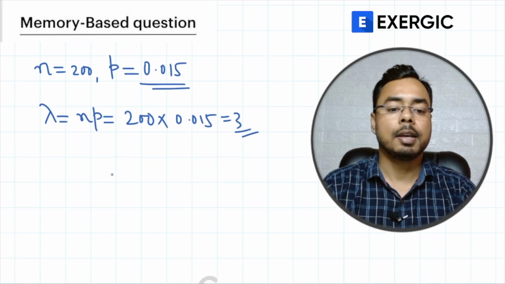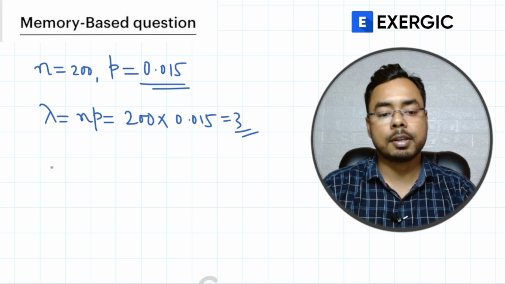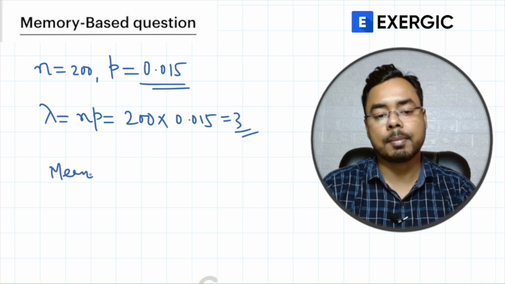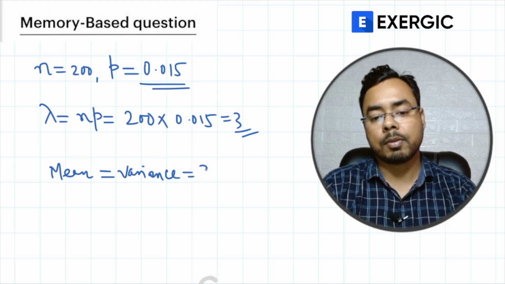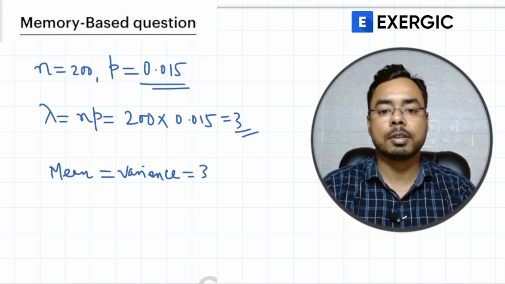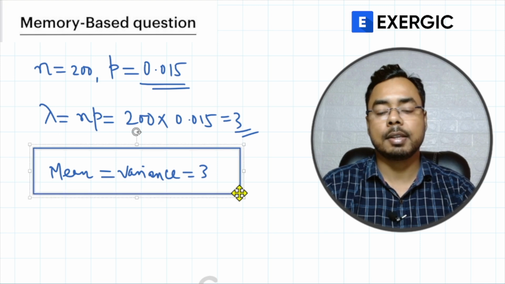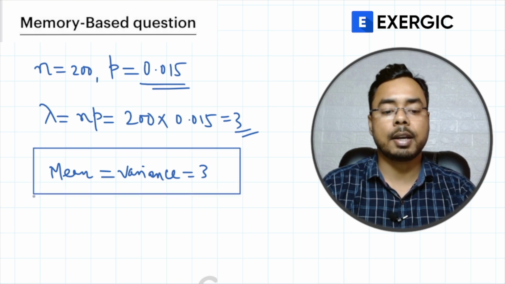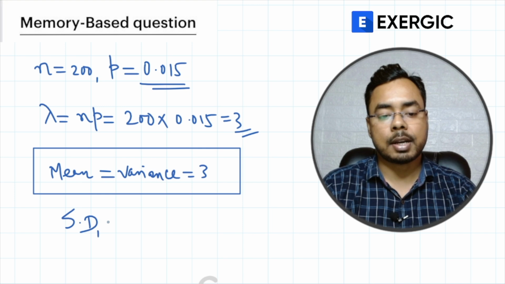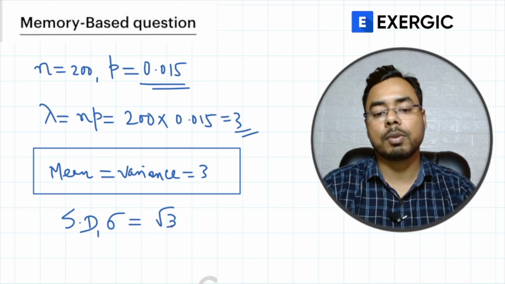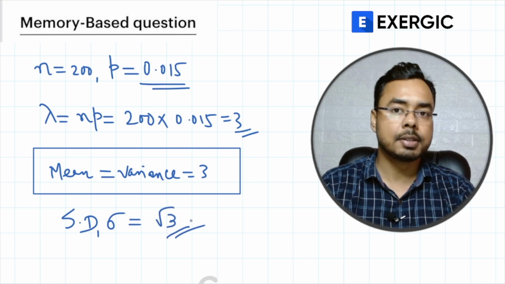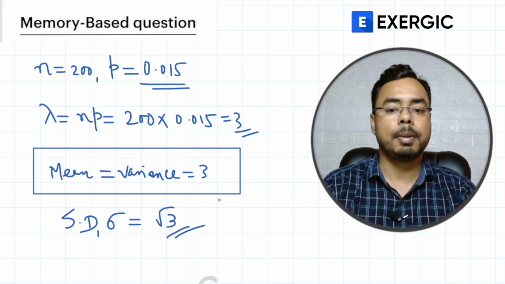Now lambda is 3. Therefore, for a Poisson distribution, since mean and variance are the same, the mean will be equal to the variance and this will be equal to 3, right? So the correct answer for this problem is both the mean and variance are 3. Also, if the question was to find the standard deviation, sigma is nothing but the square root of variance, right? So if variance is 3, then the standard deviation will be root 3, right?